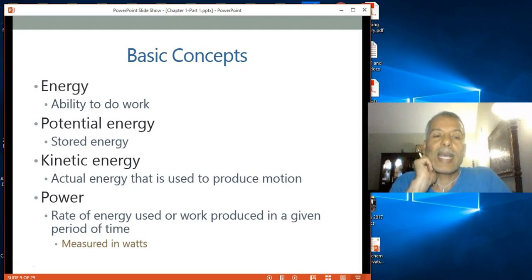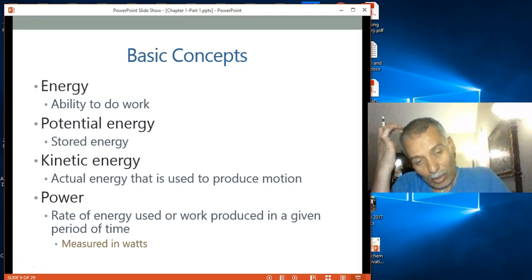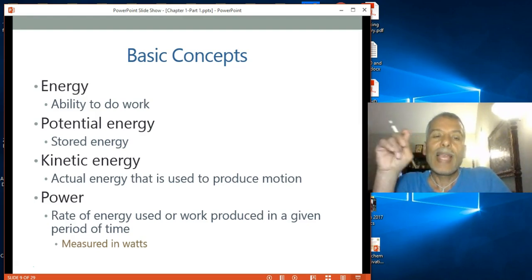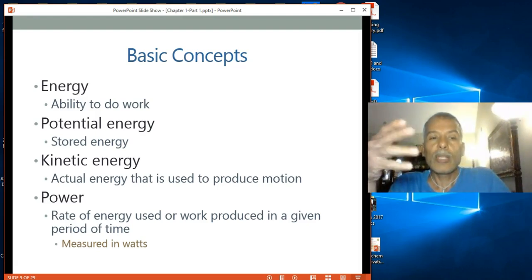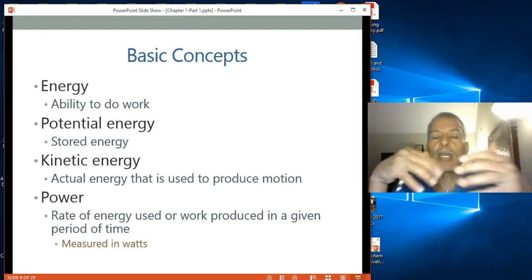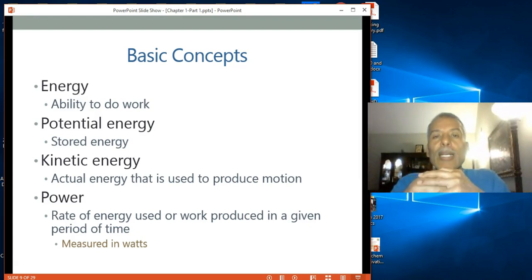Kinetic energy. Kinetic comes from kinesis, which means movement. Kinetic energy is the actual energy that is used in order to move things, to produce motion. So as you turn the key on and the car starts, that potential energy is converted to kinetic energy. It is moving gears and fans and all kinds of things in the car. So it is now kinetic energy.